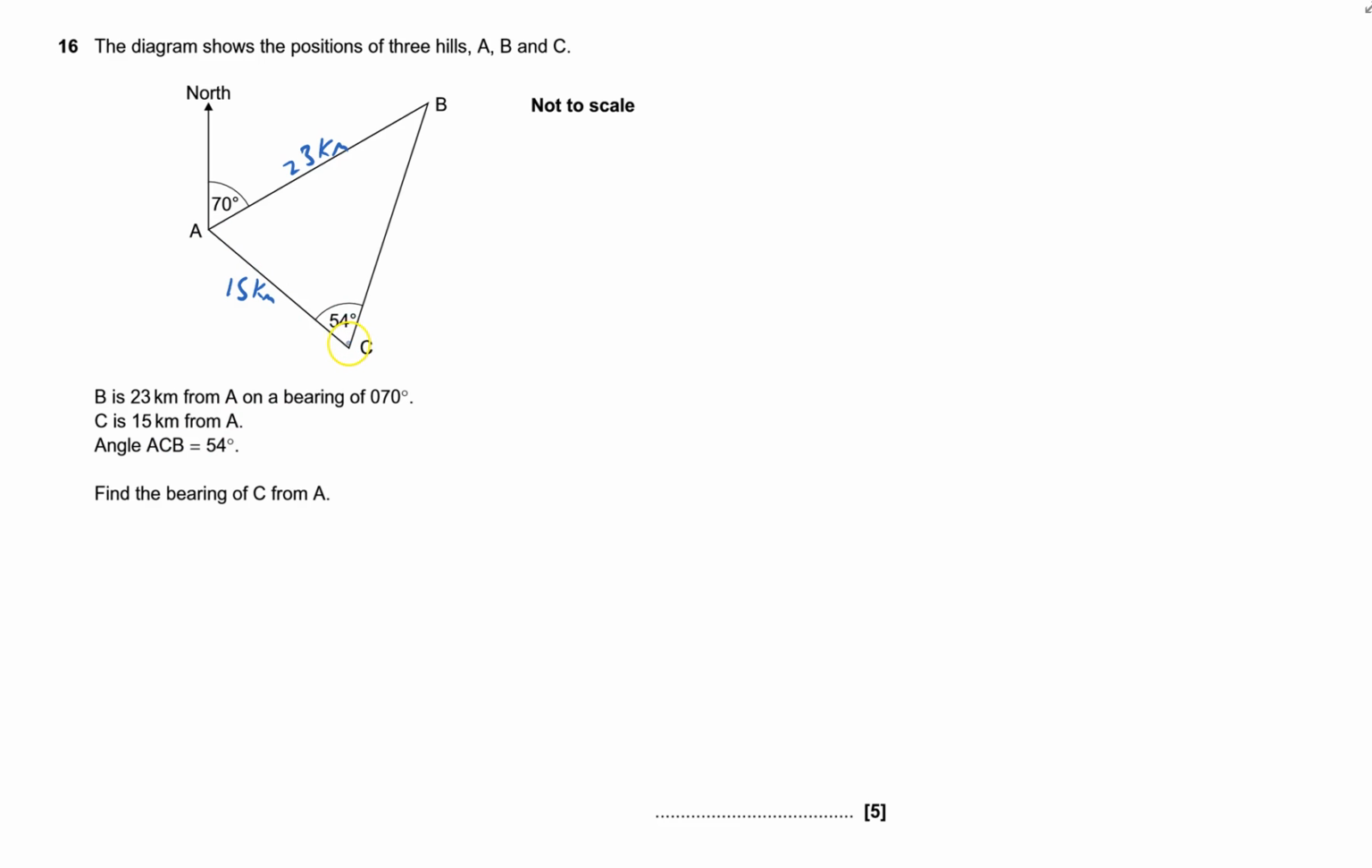That tells me that this angle here is 54 degrees. Find the bearing of C from A. So C from A, I'd put my protractor onto A here, I'll put 0 at the top, and the angle I want is that angle like so. So I'm going to need to find out what that angle is, and then I can add it to the 70.